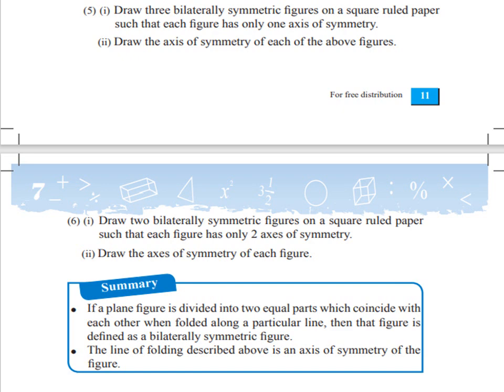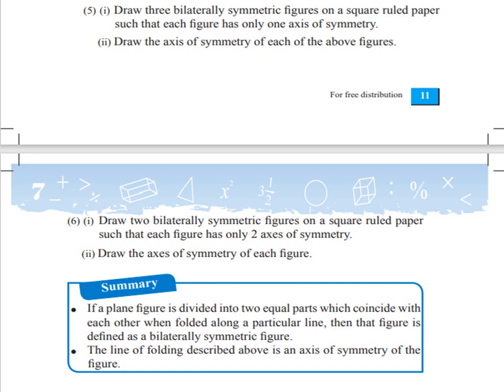I will read you once again because this is the thing which is very important in this lesson. The summary is the most important thing in any lesson. If a plane figure is divided into two equal parts which coincide with each other when folded along a particular line, then that figure is defined as a bilateral symmetric figure.